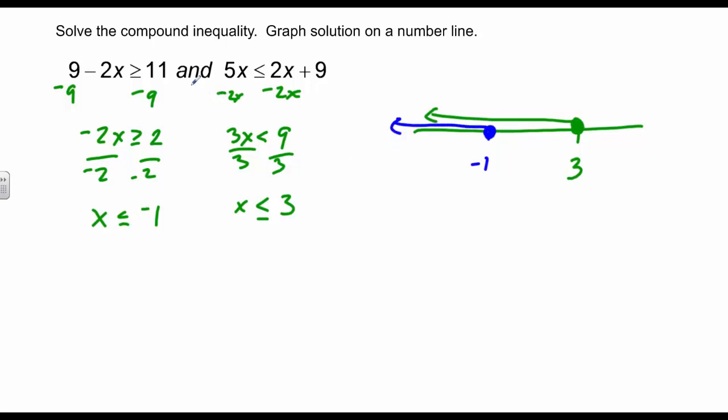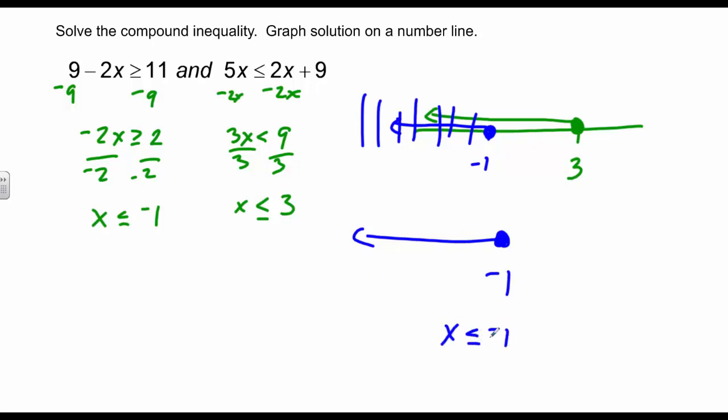Now, since this is an AND problem, I'm looking for an overlap. Notice there's no overlap between the two numbers. The overlap exists in this region. So we state the overlap as negative 1 to the left, and algebraically that says all the numbers less than or equal to negative 1 are my solution. So there's my algebraic solution, which is a little bit different than what we've seen up to this point.